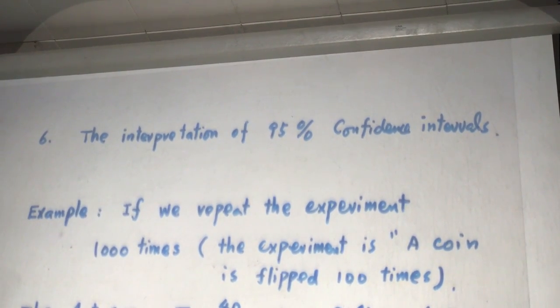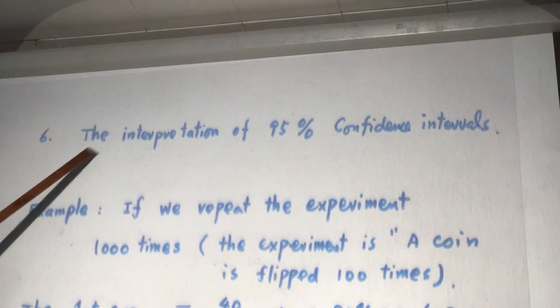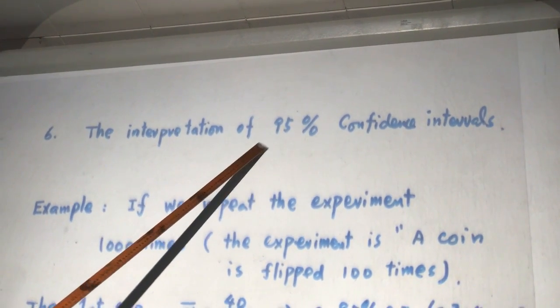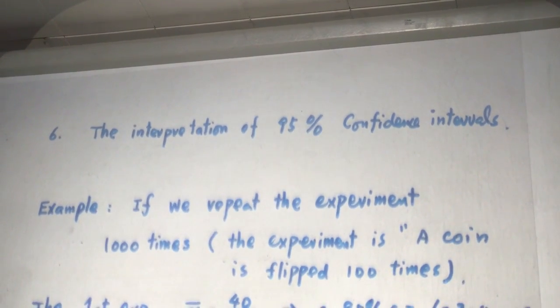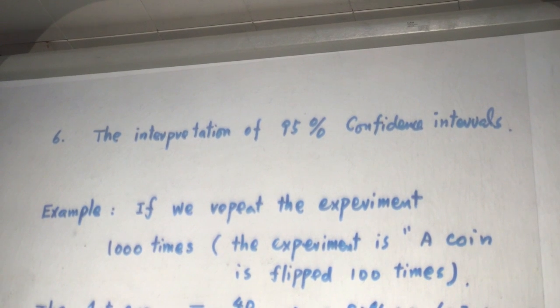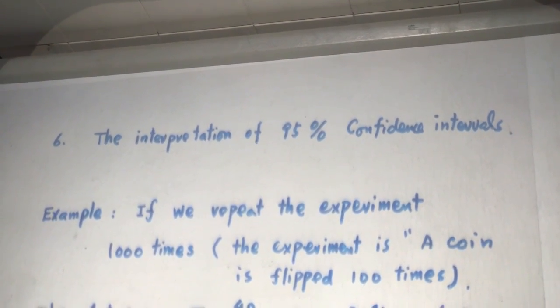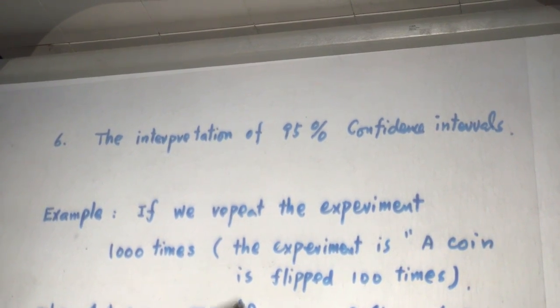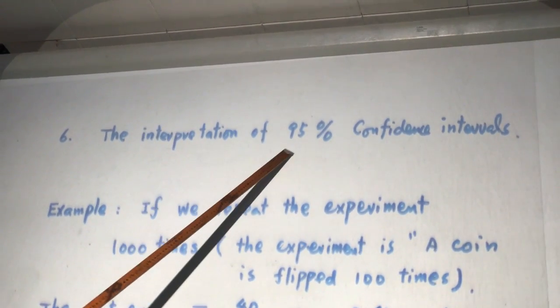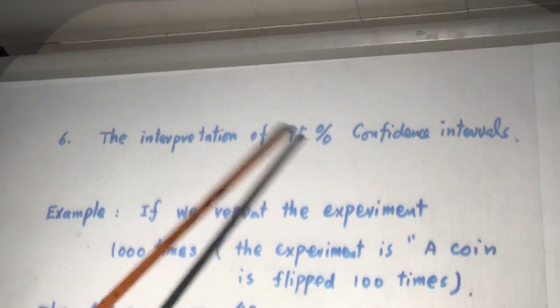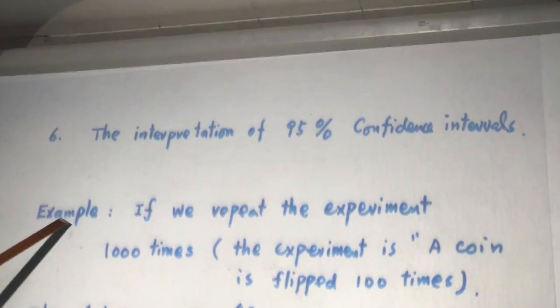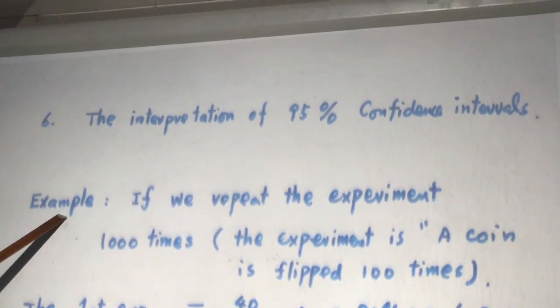Property 6. The interpretation of a 95% confidence interval. We just mentioned you cannot say a confidence interval is a probability interval because it has no randomness. Okay? So what is the correct interpretation of a 95% confidence interval? Let me use this example to explain the concept.